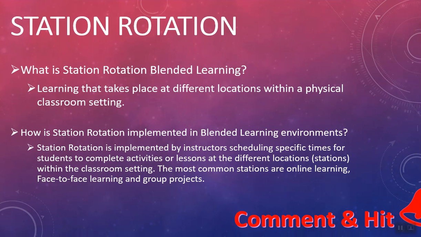All right, and the next type of blended learning is station rotation. So with station rotation, the learning takes place within different locations in the classroom. So kind of having station one, station two, station three. Maybe we have an iPad over here, we have a computer over here. We have some other technological devices where students learn from for station 3 and 4, and we implement that station rotation by the instructor again scheduling specific times for the students to complete those activities or lessons within that classroom setting.